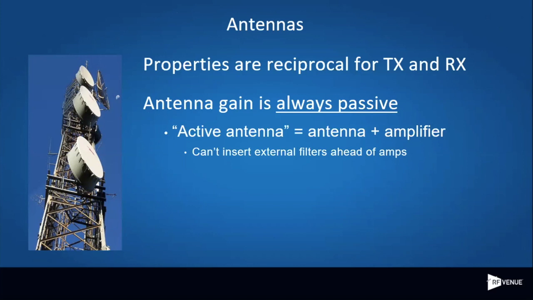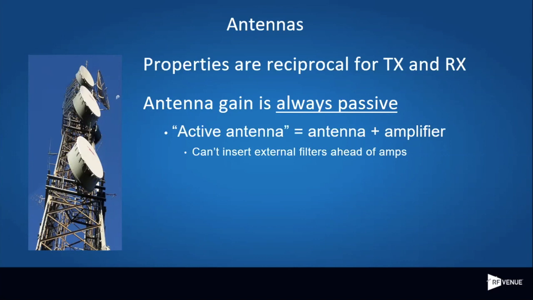Antenna properties are reciprocal. That means that the gain and pattern apply equally to transmit and receive applications. The antenna doesn't care whether it's emitting energy or transducing energy from space into a cable. You could think of gain in transmit as loudness and gain in receive as sensitivity, but they're really both the same thing to an antenna.